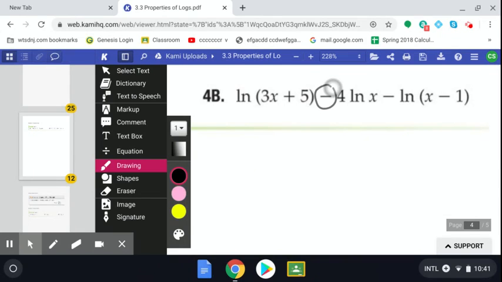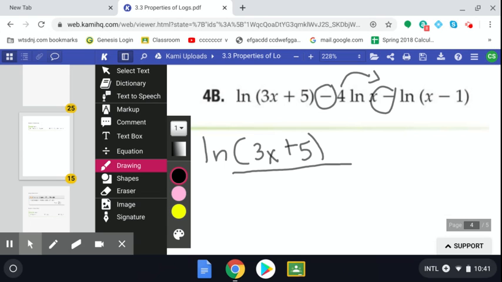So this minus here is going to change to division. This is going to change to division. And that's going to become an exponent. And the more we do this, the fewer steps we probably will need to take. So I can rewrite this as natural log, the quantity 3x plus 5, and those are going to be in my denominator. So I can make that an exponent for x. So x to the fourth and x plus 1. Sorry, x minus 1. Done.